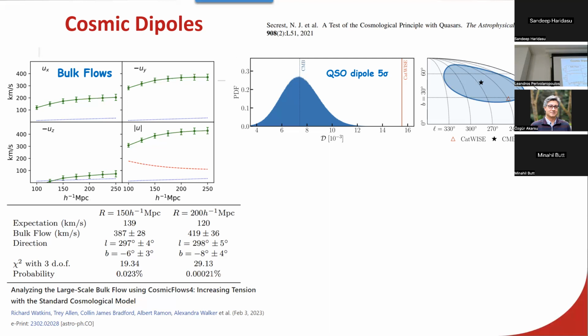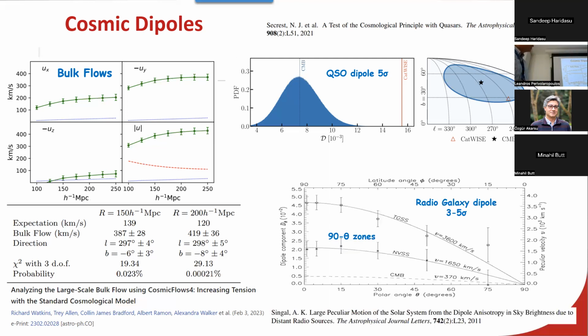That's a puzzling thing because it's the same direction as our velocity, even though probably these two effects should be unrelated. If there was an intrinsic anisotropy in the universe, why should it have the same direction as our velocity with respect to the CMB? It's a puzzling question, but this also remains a very interesting point.